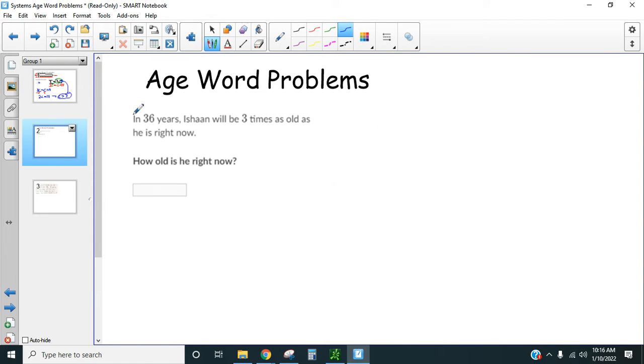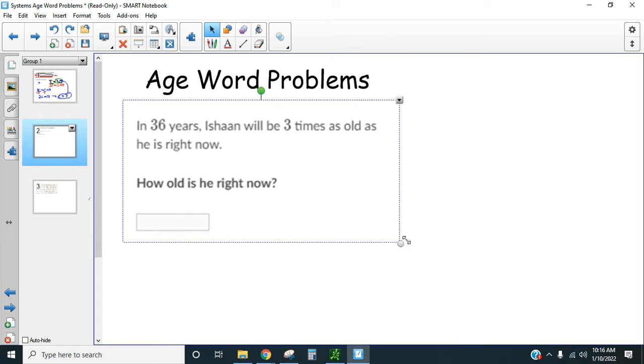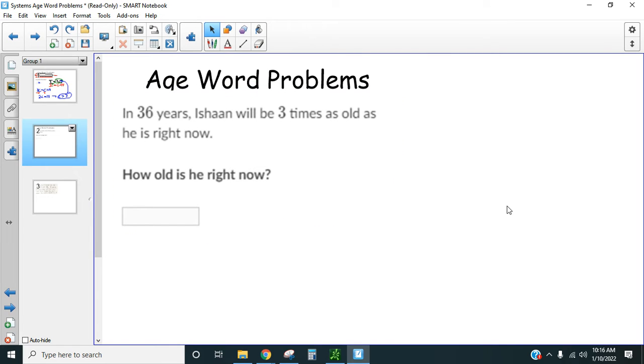All right, here's another one. This one's kind of funky. It says in 36 years, Ishan will be 3 times as old as he is right now. How old is he right now? This is a little confusing because there's not really 2 equations to set up. Here's what we're going to have to do. This only encounters one variable, right? If we just have one variable, like we're only talking about Ishan, letter I, how many equations do we need?